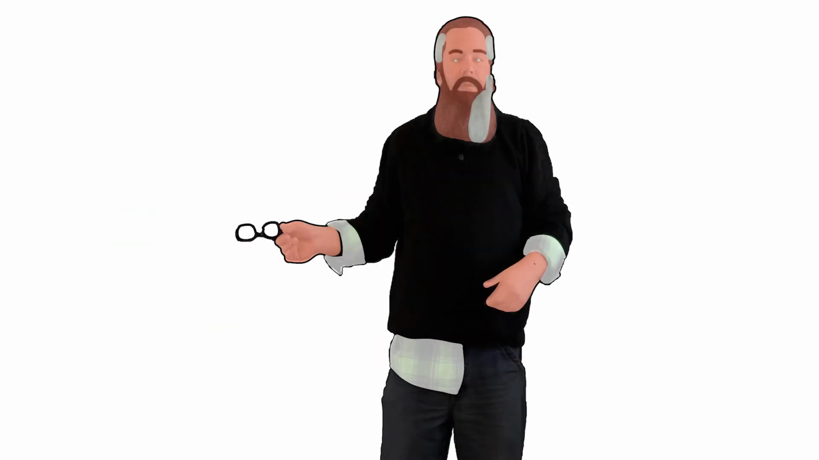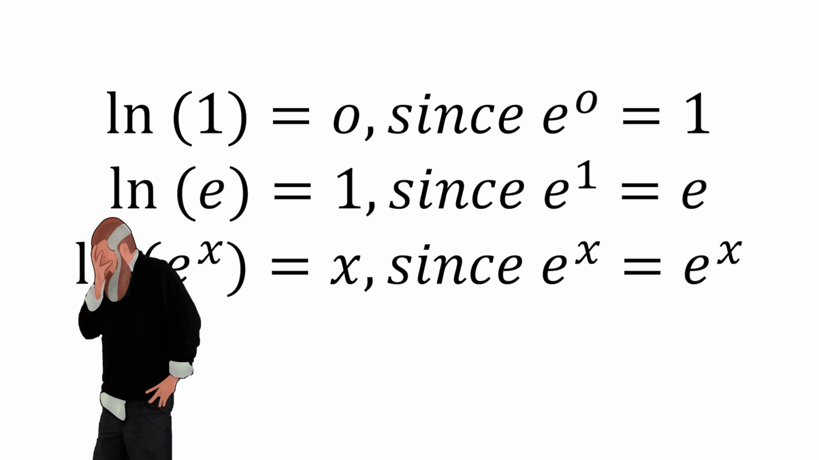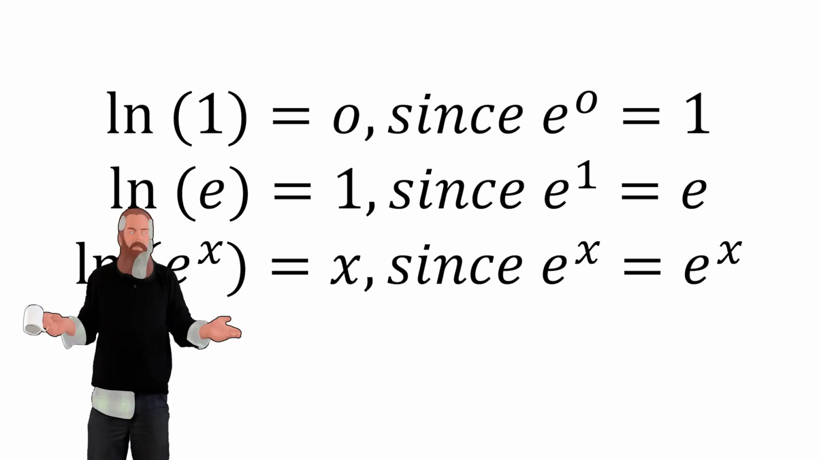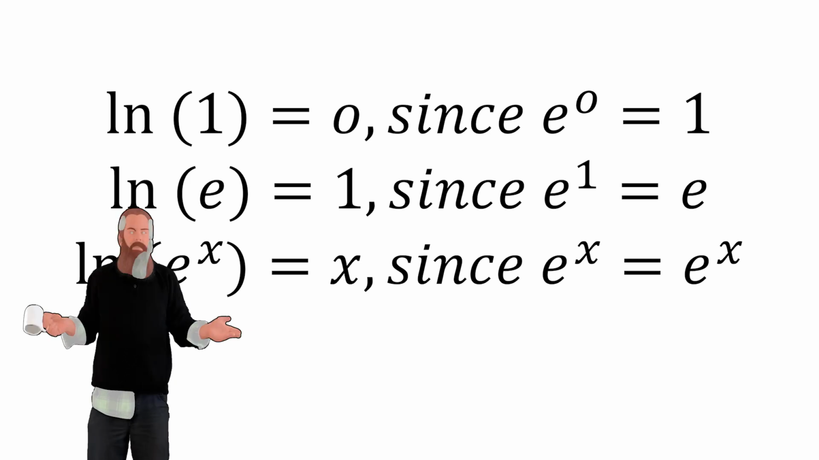It's important to note the following natural log values. ln of 1 is equal to 0, since e to the 0 power is 1. ln of e is 1, since e to the 1 is e. And ln of e to the x is x, since e to the x is equal to e to the x. It's easy to make calculations using a natural log, since most calculators have a natural log key.